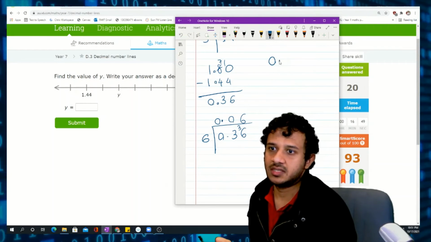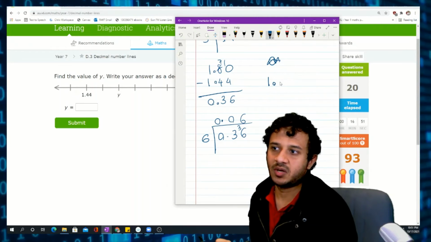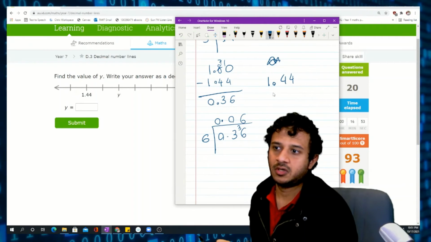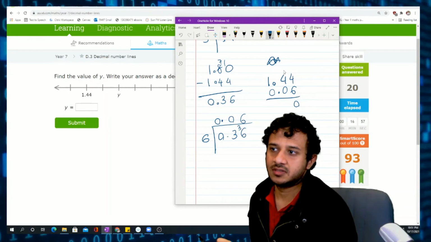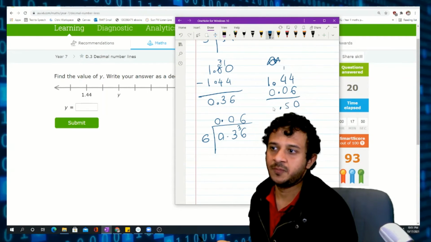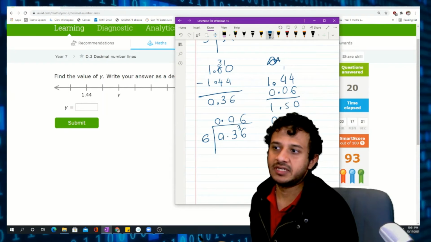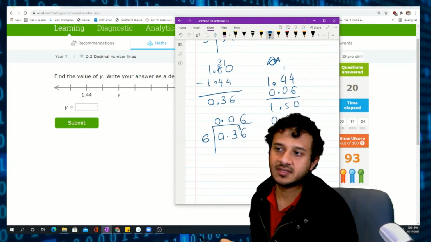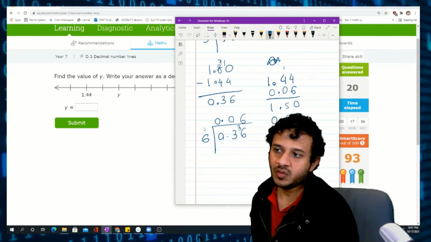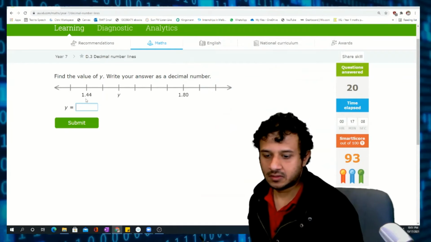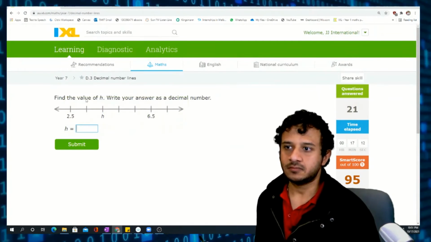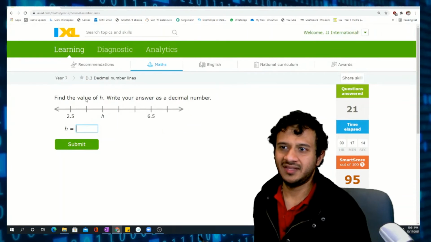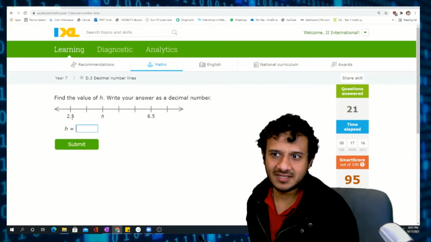So what is the starting value? 1.44 plus 0.06 will be 0.0, 1 goes to another 1.5. That value, another increment of 0.06 will be 1.56. I think I can understand this now. This is an easy one.